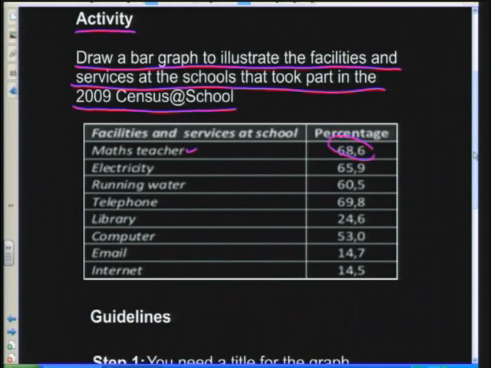68.6%. Electricity, 65.9%. Running water, 60.5%. Telephone, 69.8%. Library, 24.6%. Computer usage, 53.0%. Email, 14.7%. And internet, 14.5%. That is the data when they've done their survey.